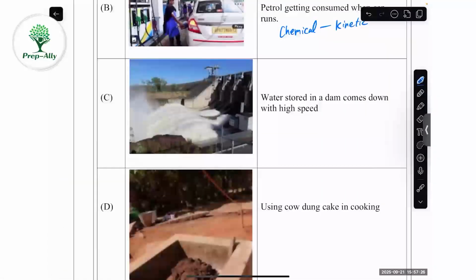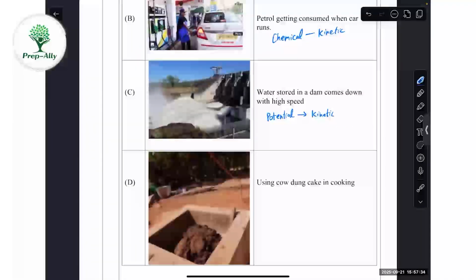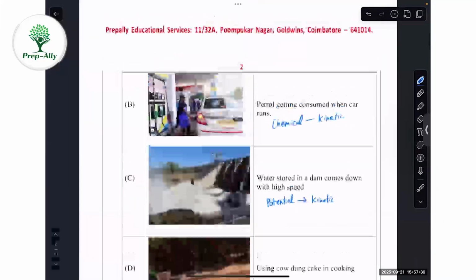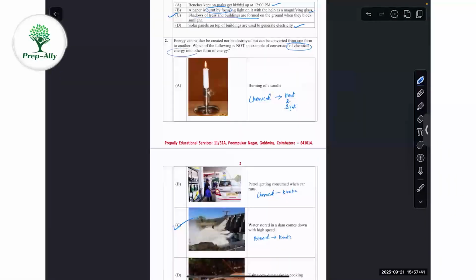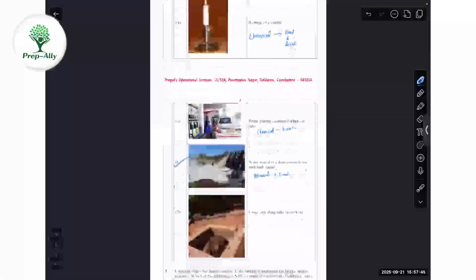Whereas dam, it is basically potential energy of water getting converted to kinetic energy. Cow dung also chemical energy is converted to this. So C is definitely not converted from chemical into something else. So C will be the answer for second one.